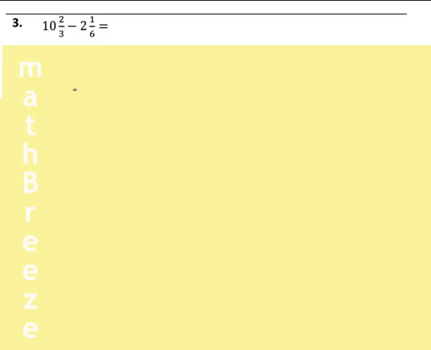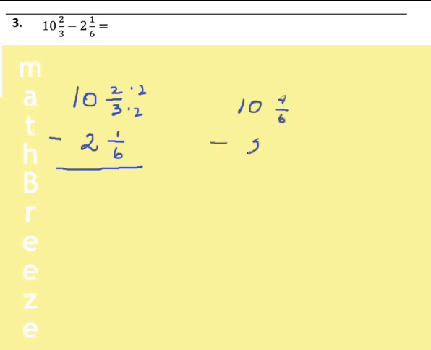All right, number 3, we have 10 and 2/3, and we're subtracting 2 and 1/6. All right, again, we need a common denominator, so 3 goes into 6 evenly, so 6 will be our common denominator. Multiply 3 times 2 and 2 times 2, so we're subtracting 10 and 4/6. Subtract 2 and 1/6.